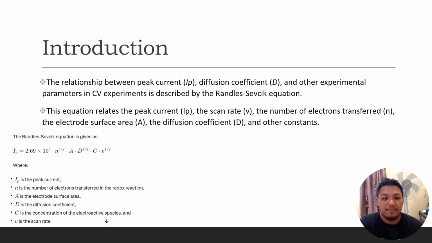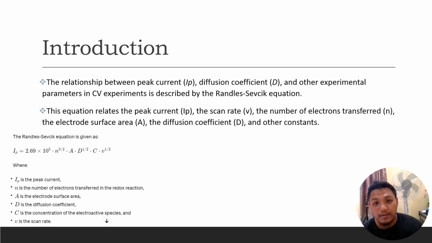So let's see the relation, the Randles-Sevcik equation. We get Ip equals 2.69 times 10 to the power of 5, times the number of electrons n to the power of 3/2, times the electrode surface area, times the diffusion coefficient D to the power of 1/2, times the concentration of the electroactive species, and times the scan rate to the power of 1/2.